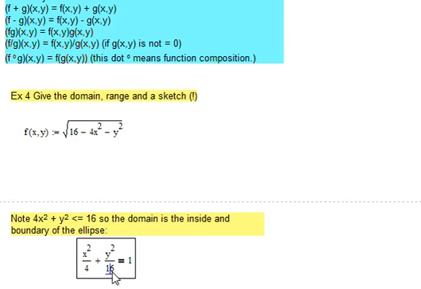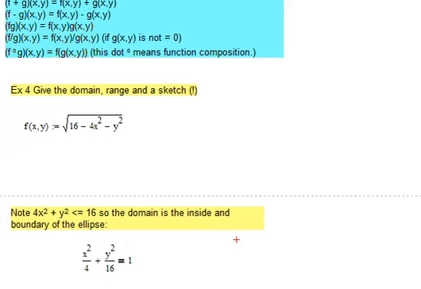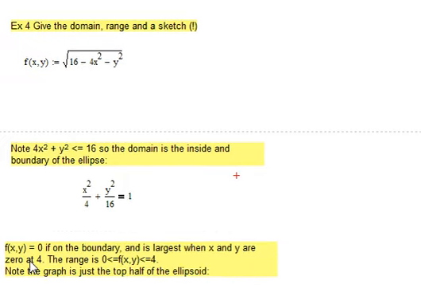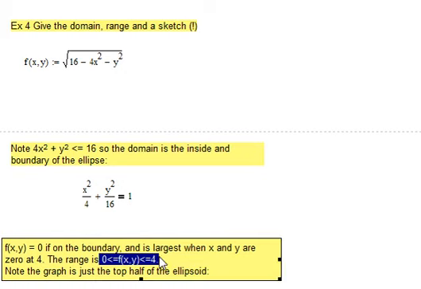That 8 comes from 2 times the square root of 16. And it's stretched up in the y direction more than the x, so that's the domain of this function, points on that ellipse. And so give a sketch of it. Well, f(x, y) equals 0 is on the boundary and is largest when x and y are 0 at 4, so I already talked about that. So the graph is just the top half of this ellipsoid.